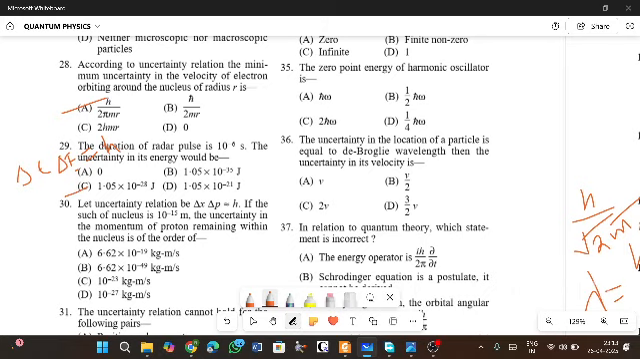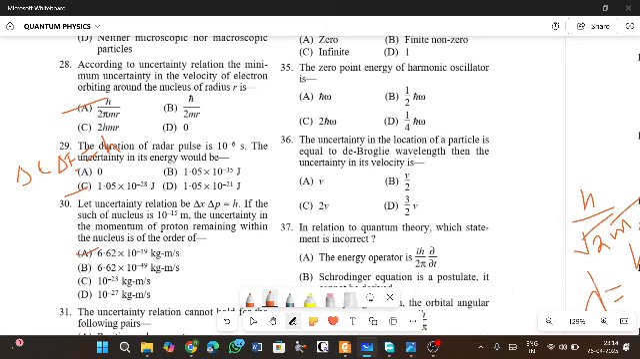And question 30. Let the uncertainty relation between del x and del p be del x del p is equal to h, if the size of the nucleus is 10 power minus 5. The uncertainty in the momentum of a proton remaining within the nucleus is in the order of. The option is A. Try to solve it and give the answer in our comment box.